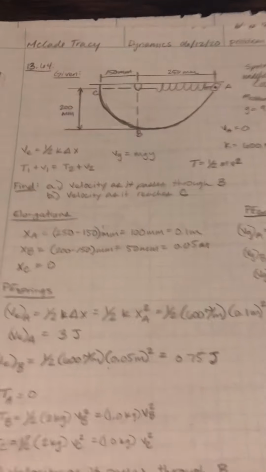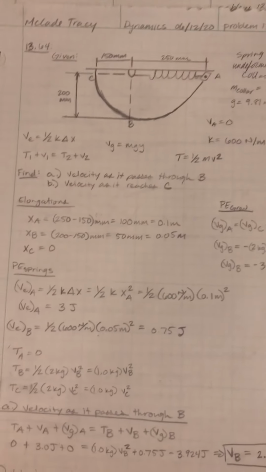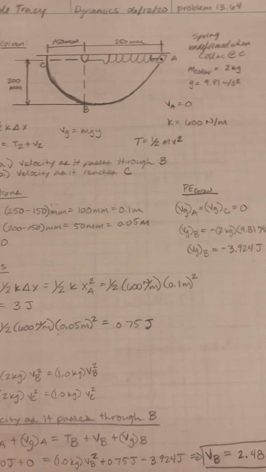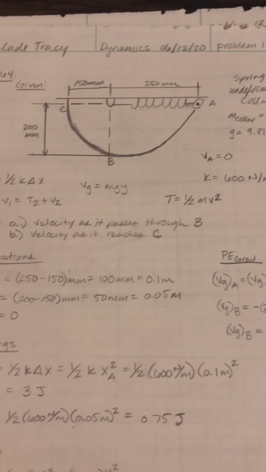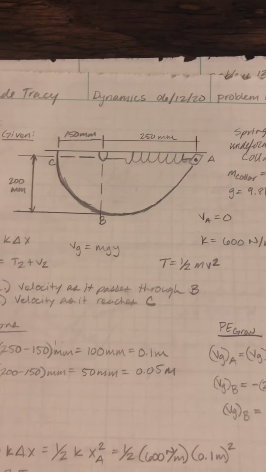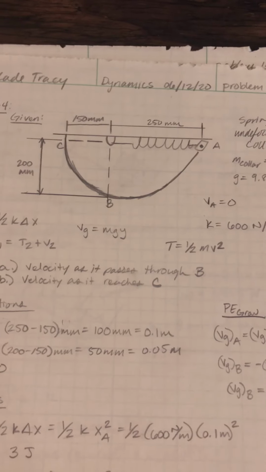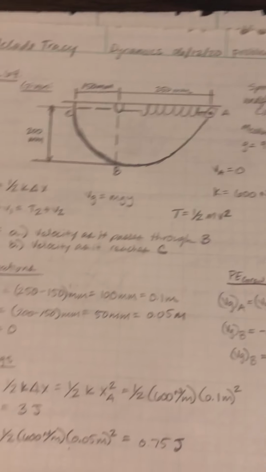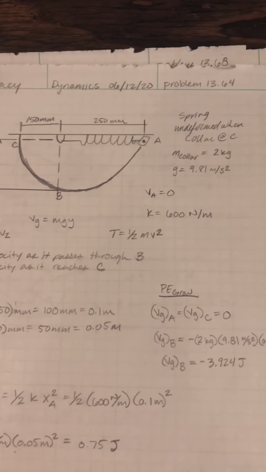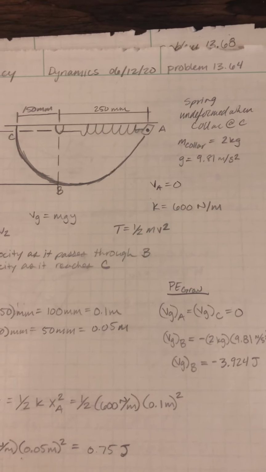And this next question got a little bit trickier, as we are given this collar attached to a spring and a pin and going around a certain bar, kind of like one of those kids' toys. We're given the mass of the collar at 2 kilograms and the spring constant at 600 newtons per meter.